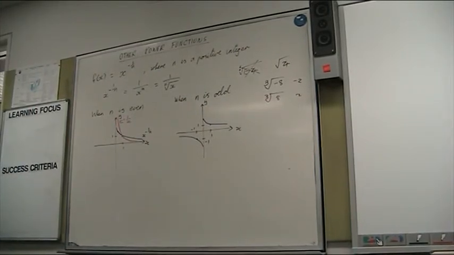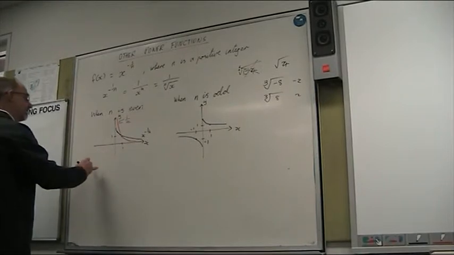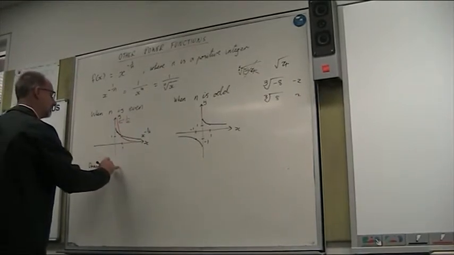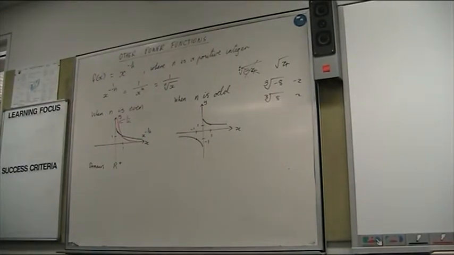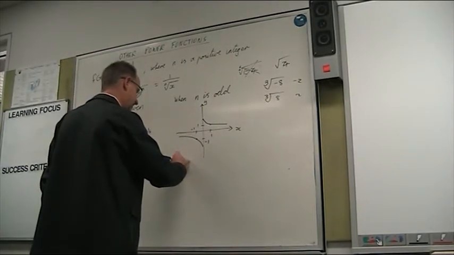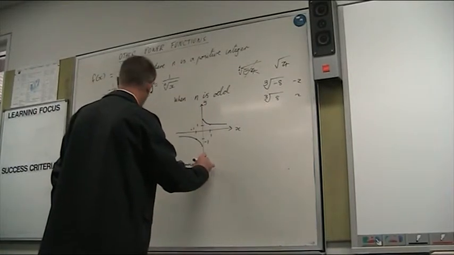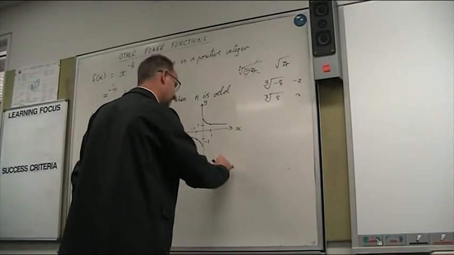All right, so domains and things like that. The one on the right here, our domain is positive real numbers. The one on the left here, our domain is everything except 0, which we can say real numbers excluding 0.